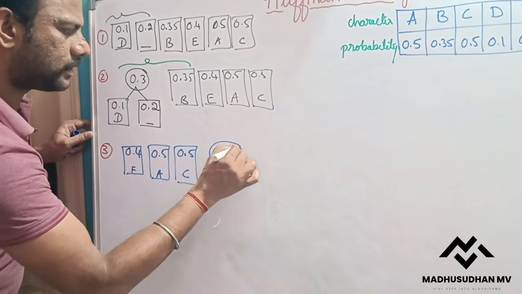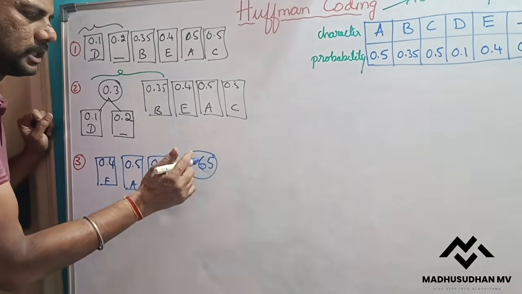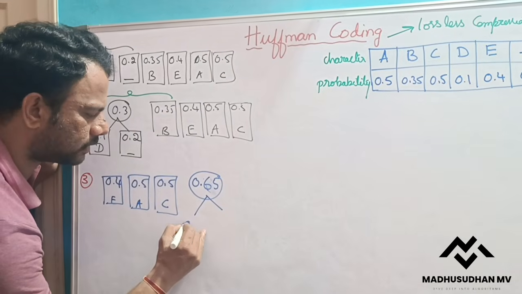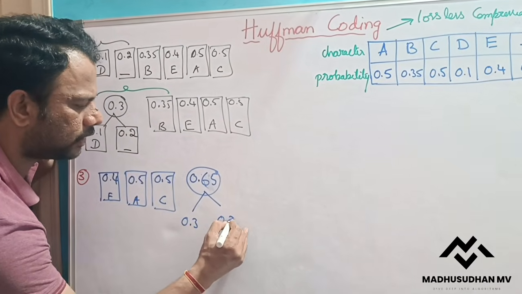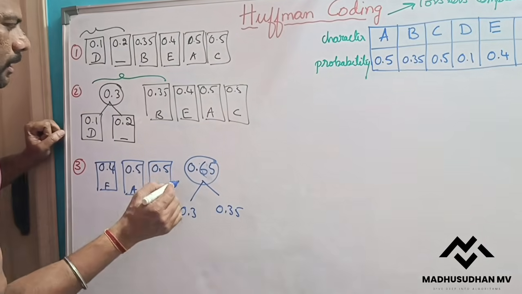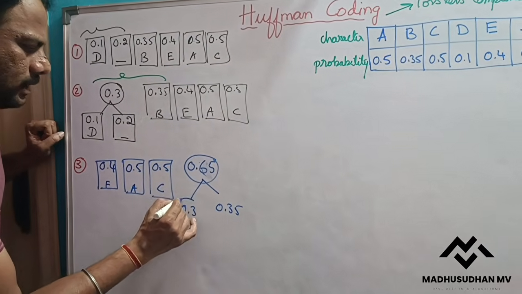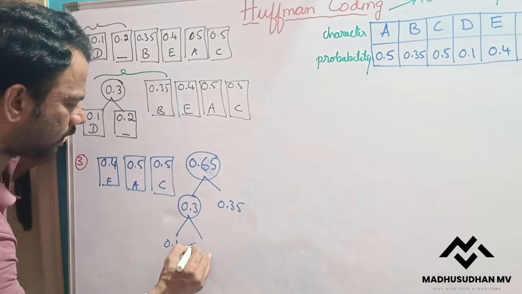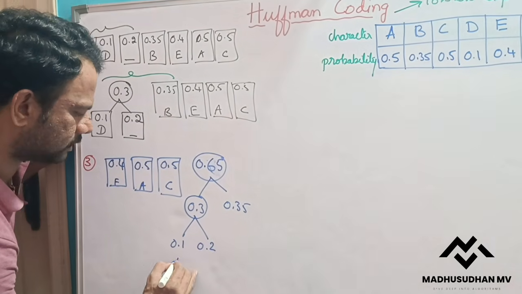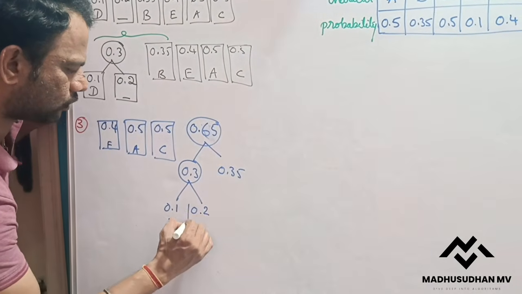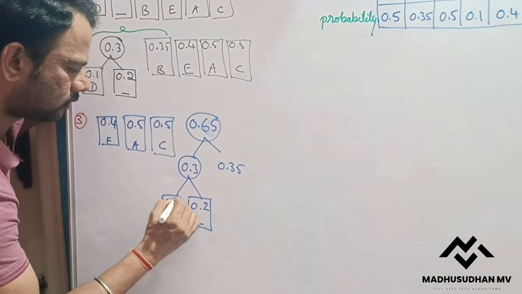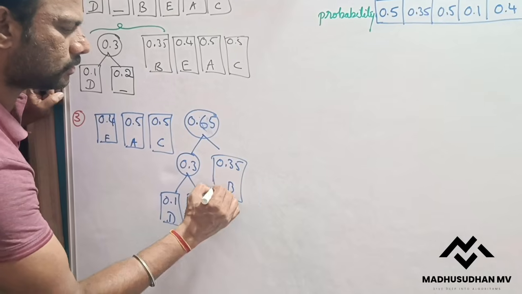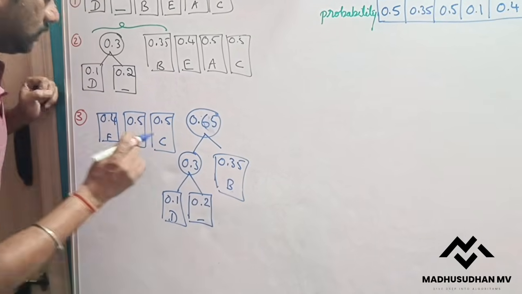Now this 0.65 is not the normal value. This 0.65 I got by adding these two, that means 0.3 and 0.35. And this 0.3 is the value I got by adding what? 0.1 and 0.2. 0.1 is D, 0.2 is underscore. But 0.35 is B only. This is a single value. This is the third step.